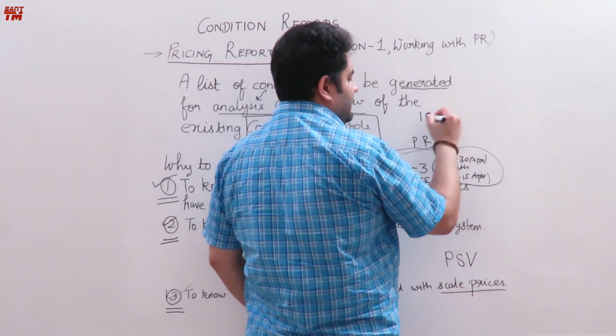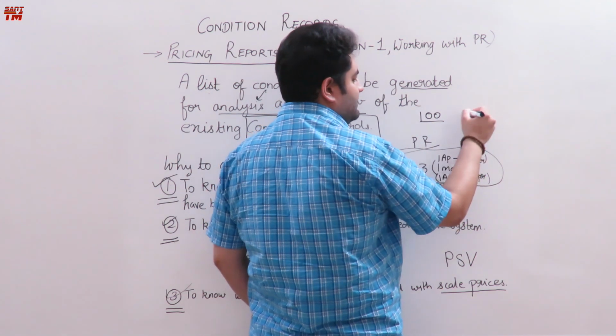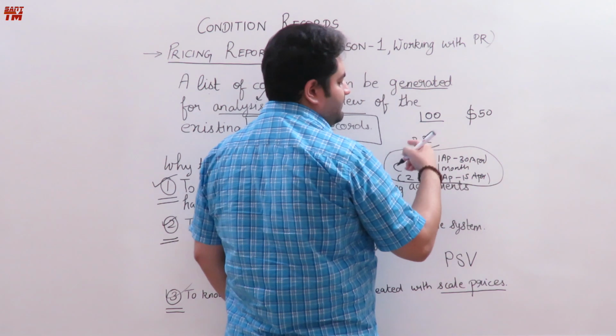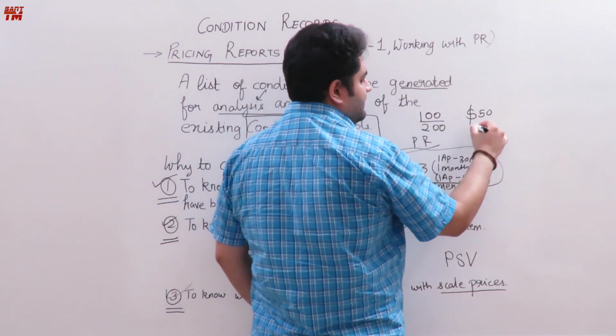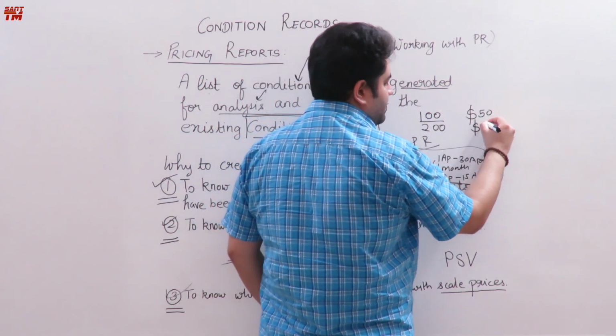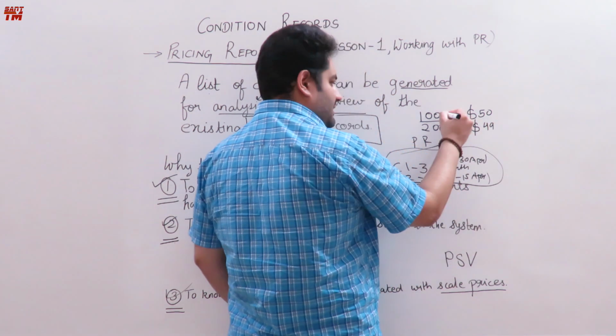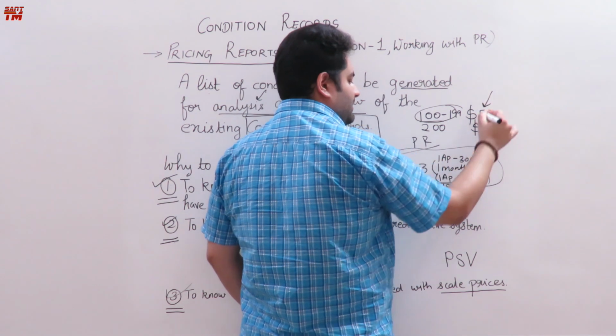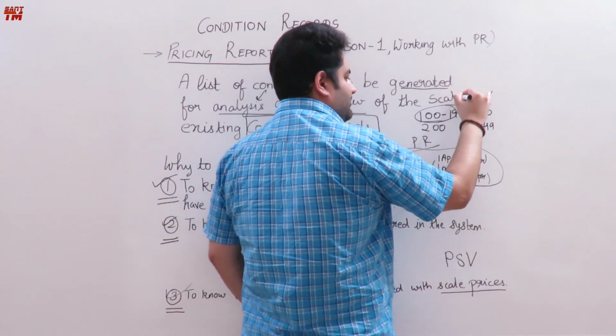I will scale like, if a customer buys 100 pieces, then I will apply the rate of $50 per piece, and if the customer buys 200 pieces, then I will apply the rate of $49 per piece. That means for 100 to 199, the rate would be $50. That means this is the scale that we are using.